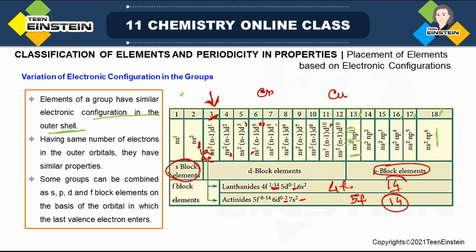But how many blocks are there in the periodic table? S, P, D and F block elements, and it is based on what? It is basically based on the orbital in which the last valence electron is entering. So if I am saying any element from 4f, the last electron must be entering 4f, that is the F orbital. If I am saying anything from the D block, the last electron is entering D, that is why it is under the D block. So this is the statement: which orbital the last electron is entering, because based on that it will belong to that particular block, S, P, D or F. Fine.